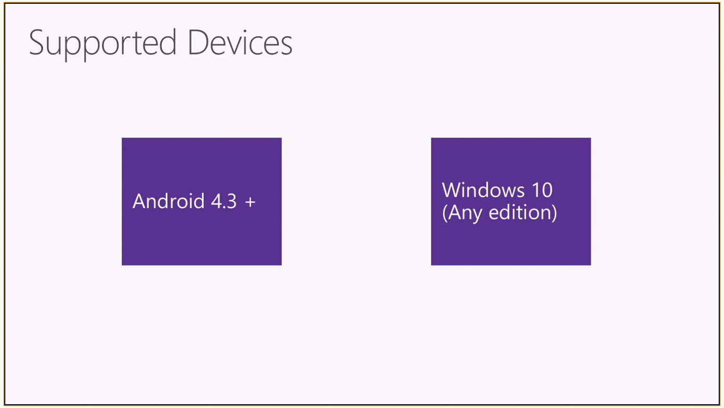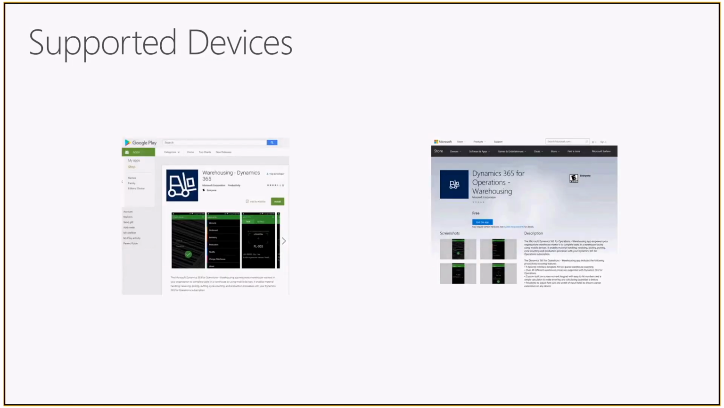So all that being said, the app is installable on any Android 4.3 or greater device and any Windows 10 device. This means it'll work on a Windows phone, Windows laptop, as it is a universal app. So you'll see me later demonstrating the app installed locally on my system here. The app is currently available now in the Google Play Store and the Microsoft Store for Android and Windows 10, respectively.